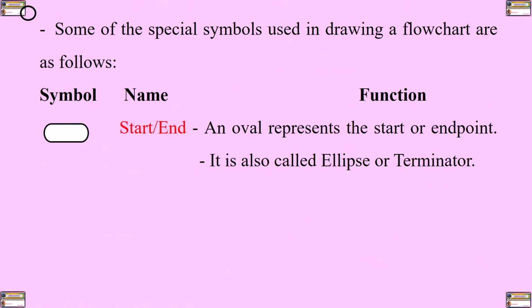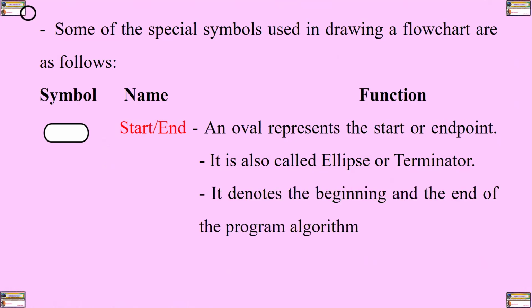It is called a start or end. Of course, it's an ellipse. Its function is to represent the start or the end point of processing. It is also called the ellipse or terminator. It denotes the beginning and the end of the program's algorithm. And therefore, my dear students and the rest of the learners, when you are drawing a flowchart, it has to include the start and the end.